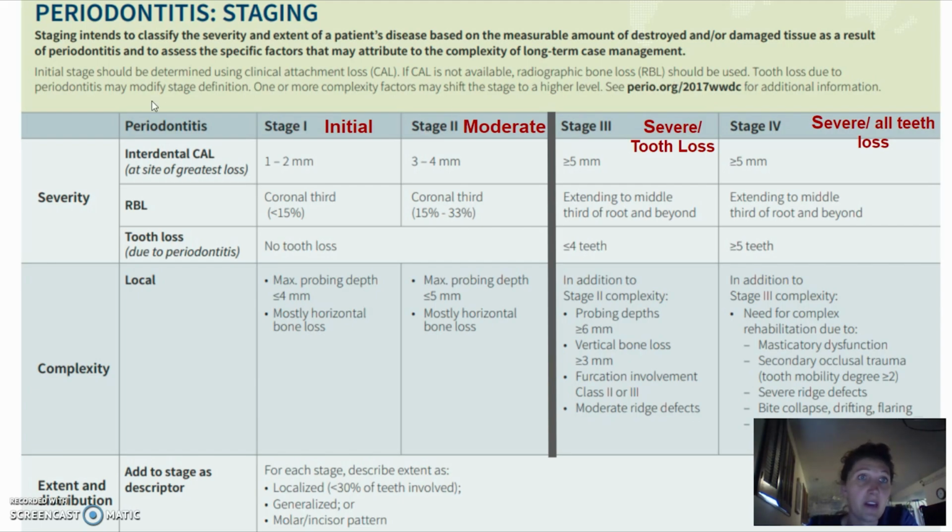Tooth loss due to periodontitis may modify stage definition. So that's when we're over here, those descriptions we saw earlier with severe, with tooth loss, or with all teeth loss. One or more complexity factors may shift the stage to a higher level. So if generalized the mouth is in stage 1, but you have one tooth that is at a moderate stage, that is going to shift you up to the next level.